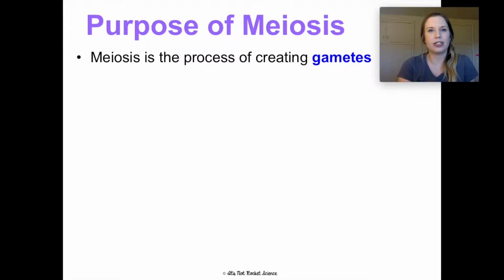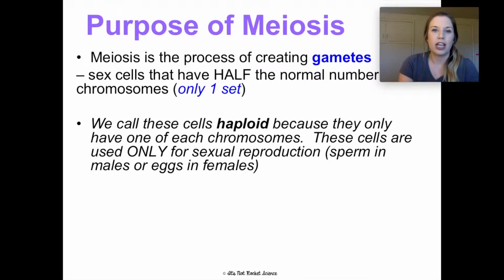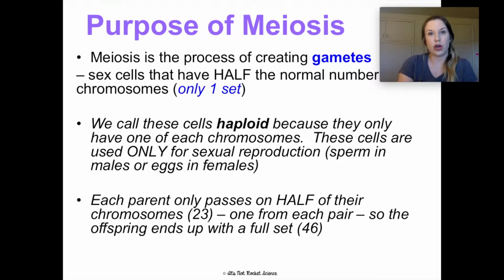So the purpose of meiosis, the whole entire purpose, is to make gametes, which again are sex cells that only have half the normal number of chromosomes. We call these cells haploid because they only have one of each chromosome. These cells are used only for reproduction, sperm in males or eggs in females. There's no other purpose. It's the only reason. During meiosis, each parent only passes on half of their chromosomes, 23, one from each pair, so that the offspring ends up with a full set. Mom donates 23, dad donates 23, and then the offspring ends up with a full set, 46.